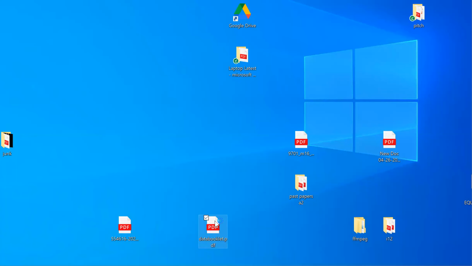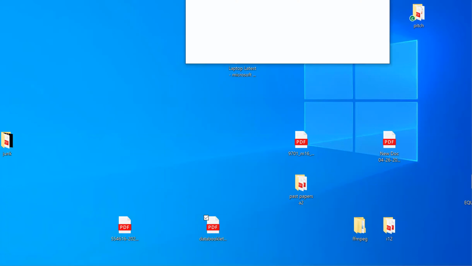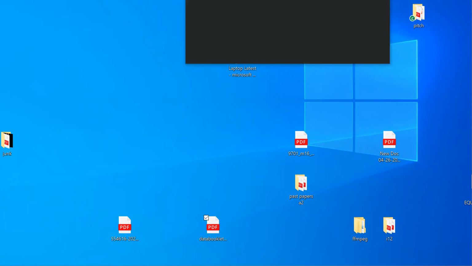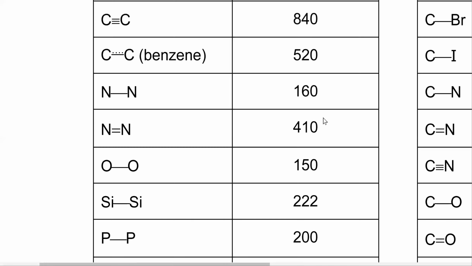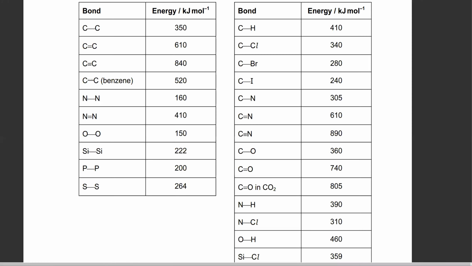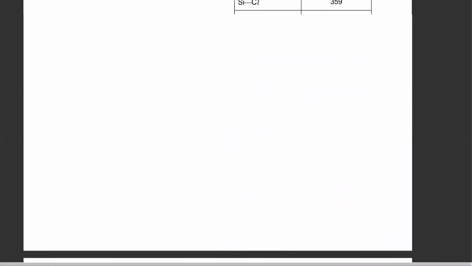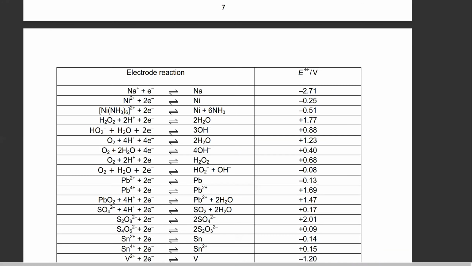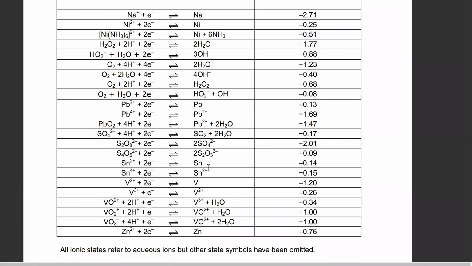So I'm going to open the data booklet, which, I mean, you will no longer be given. If any data is required for a question, it's going to be quoted with the question. But just for the past papers, I think we still need the data booklet. So here, somewhere right at the beginning, these are the potential tables.